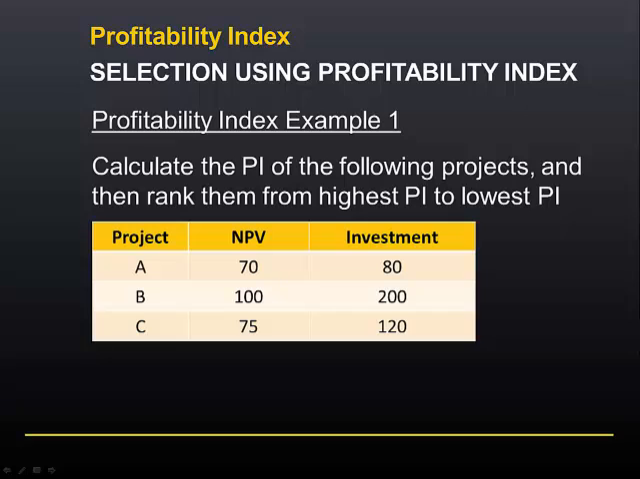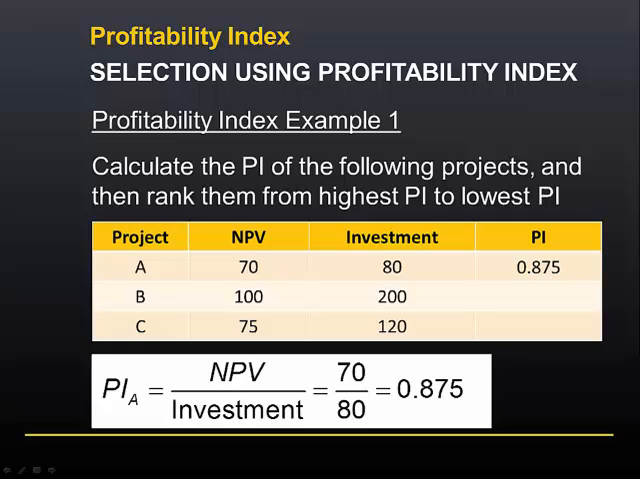Instead of selecting projects on the basis of their NPV, let's calculate the profitability index of these three projects, rank them from highest PI to lowest, and see what that does to the projects that are selected. So this is the calculation of the PI for project A. The NPV of 70 divided by the investment of 80 gives us a PI of 0.875.